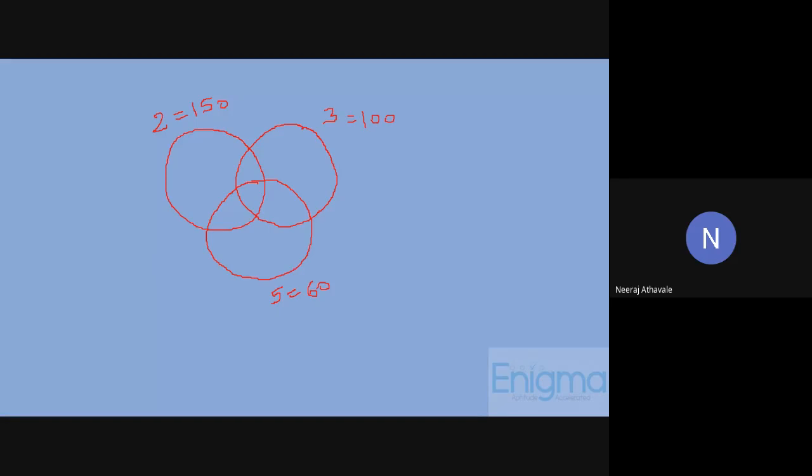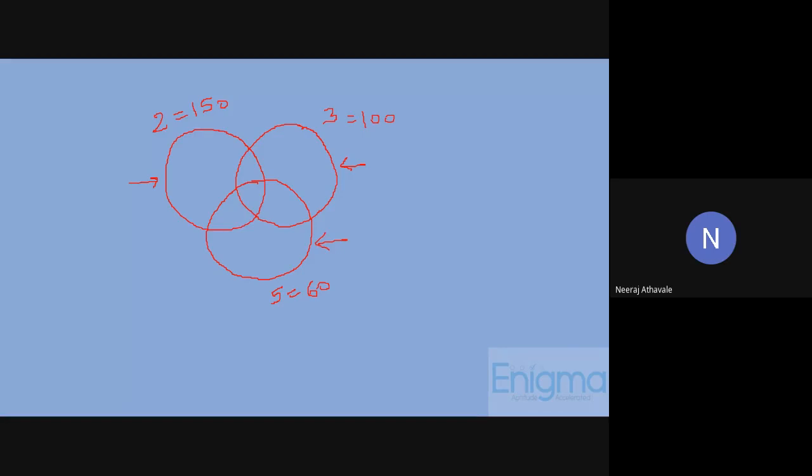So this 150, 100 and 60 that has come. So basically this 150 should be the addition of this circle, 100 should be the addition of this circle and 60 should be the addition of this circle.